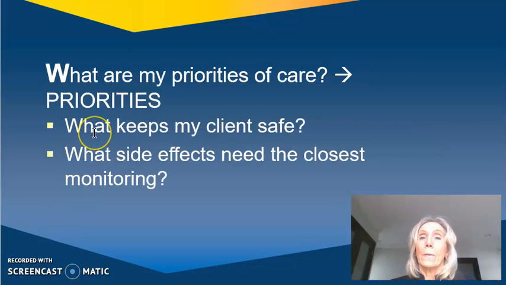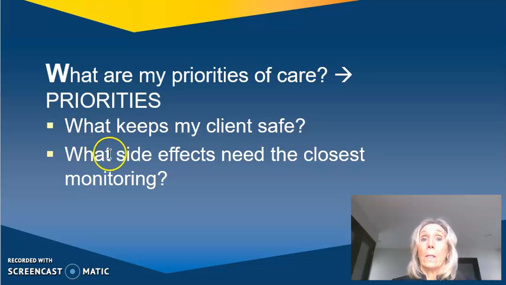So the next part, you have to think about, what are the priorities? You're going to get test questions that always ask you about priorities. So when you think about priorities, you have to think about, what do I have to do first, second, and third? And when you think about those priorities of care, you always have to think about, of all these side effects, which one I have to be certain that I monitor.